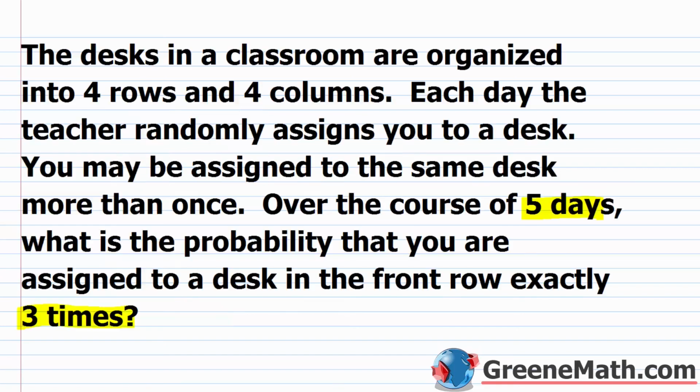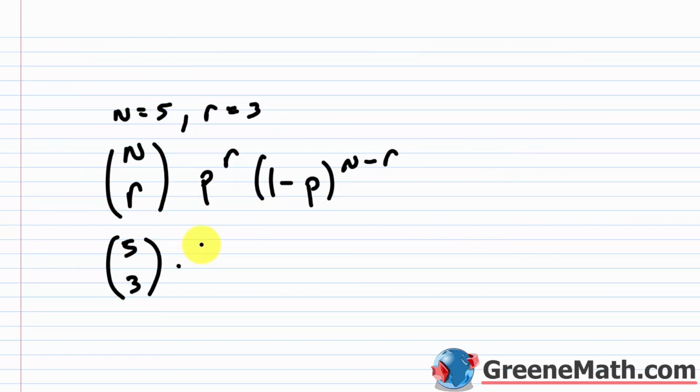Well, if we go back, we know that there's a total of 16 desks, right? 4 rows and 4 columns. 4 times 4 is 16. So in the front row, you're going to have 4 desks. So that means you have a 4 over 16 or 1/4 or 25% probability of getting seated in the front row on any given day. So we're going to put a 1/4 here. You could use a decimal if you want. It doesn't matter. It's going to be the same result in the end.